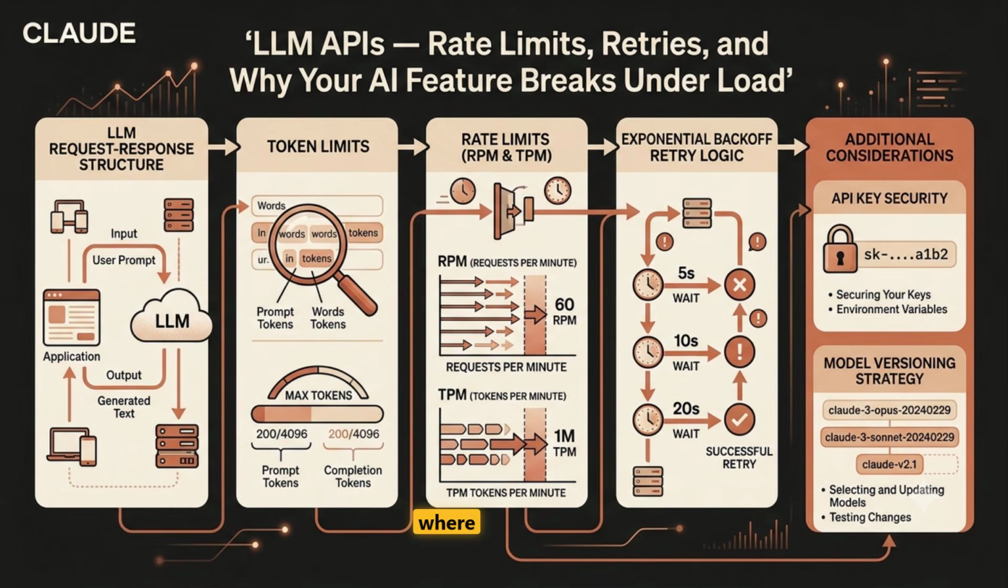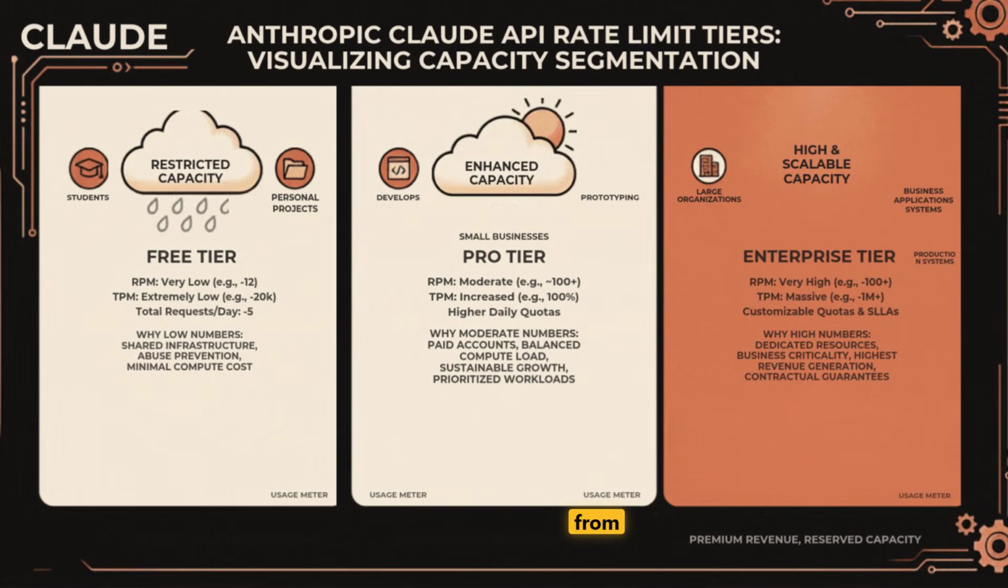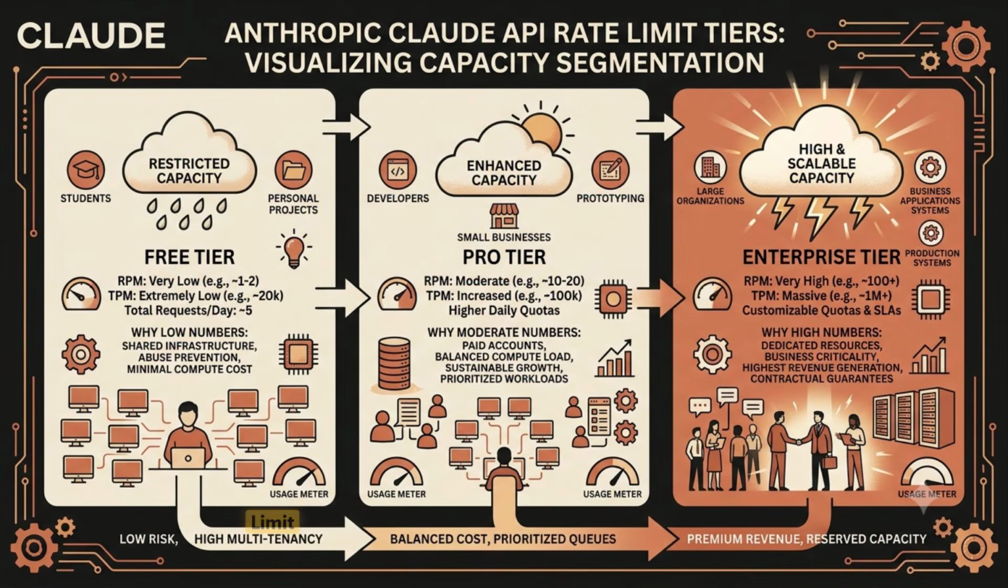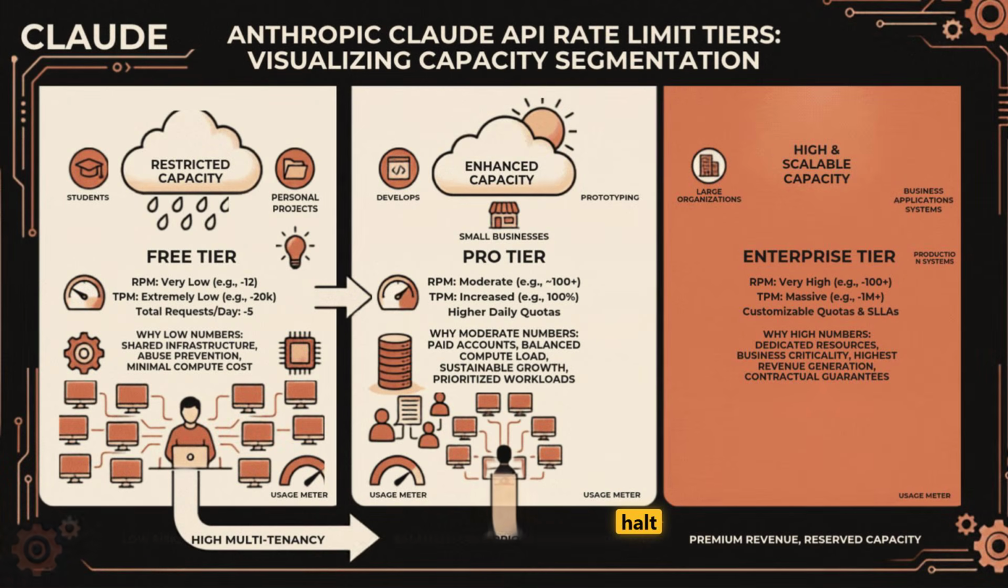Next, let us see exactly where this runs in production. Look at the 3 columns from left to right showing Anthropic Claude API rate limit tiers. Think of high-performance computing, like a toll highway. If everyone drives on the free lane, traffic grinds to a complete halt for everyone.